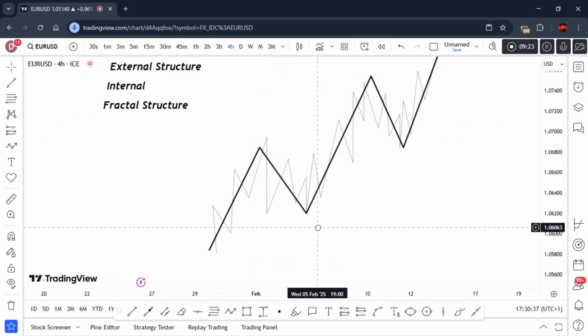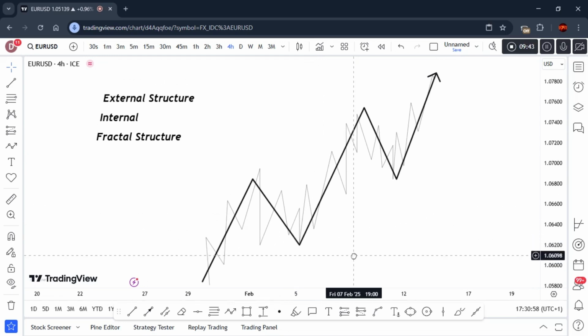So basically, that switch in trend is what gives you the sign. It's what gives you that signal that either the external structure is about to continue, or it's about to pull back. Those two things are very, very crucial. It gives you a sign that it's about to do a pullback or it's about to continue, right? So that's enough for that.